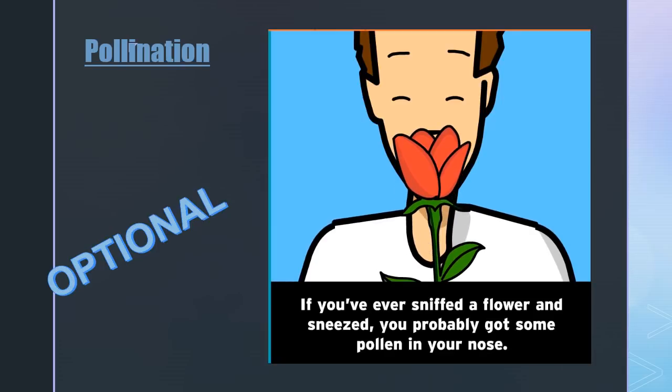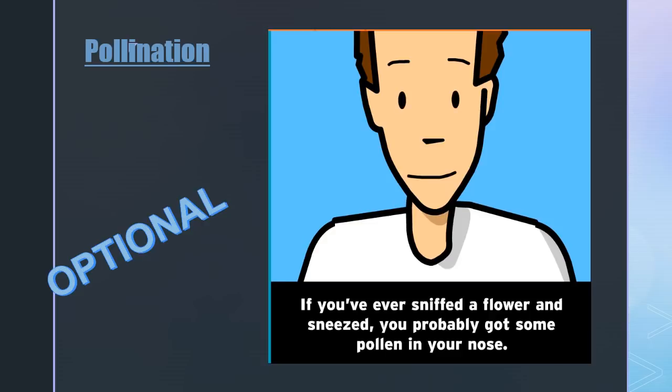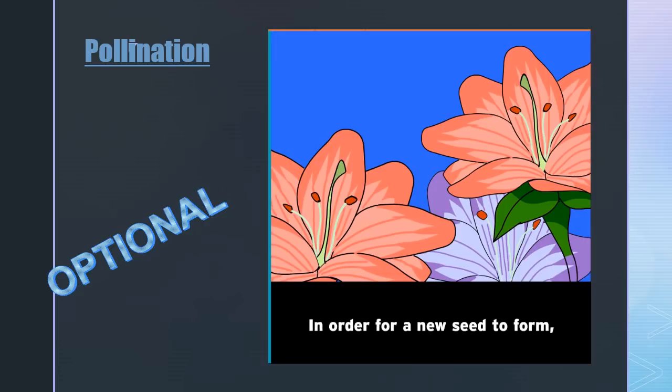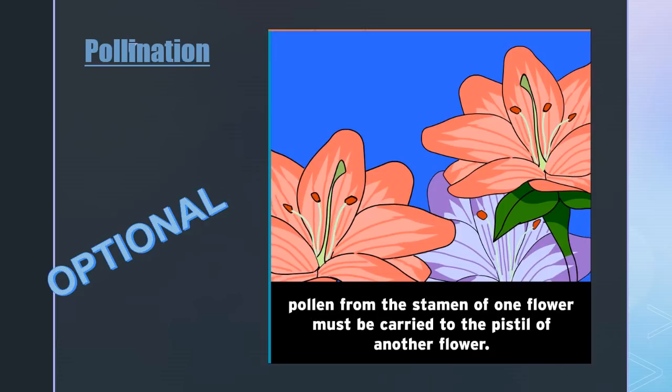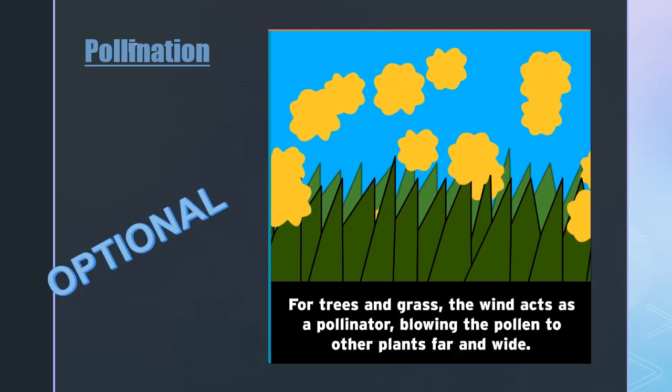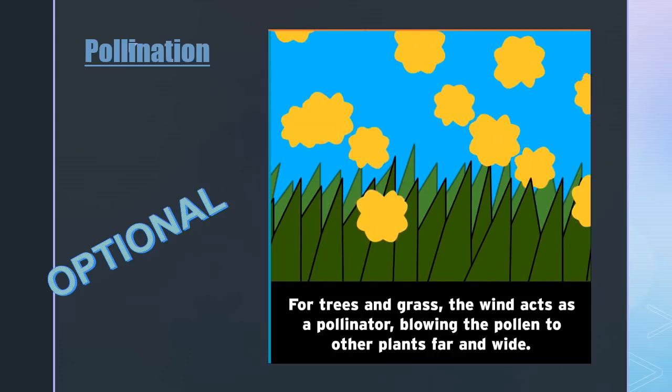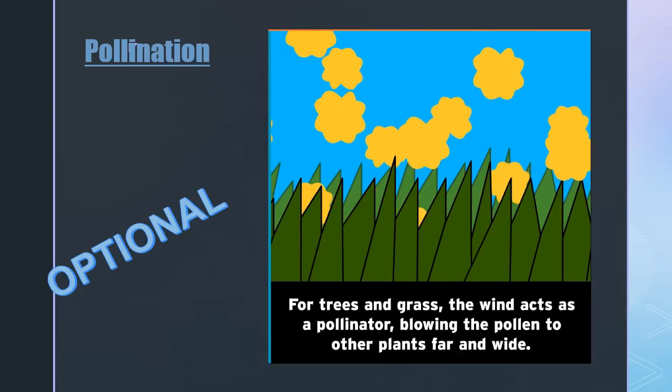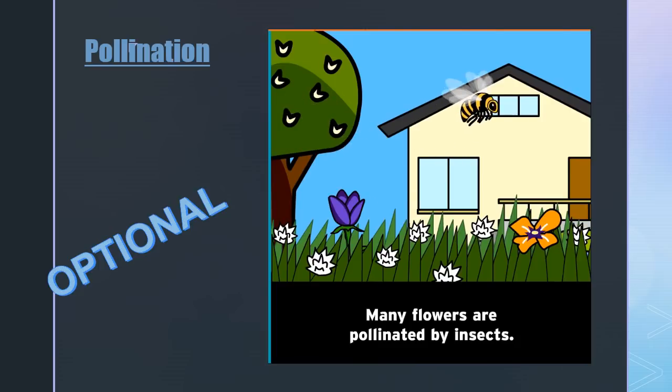If you've ever sniffed a flower and sneezed, you've probably got some pollen in your nose. In order for a new seed to form, pollen from the stamen of one flower must be carried to the pistil of another flower. For trees and grass, the wind acts as a pollinator, blowing the pollen to other plants far and wide. Many flowers are pollinated by insects.